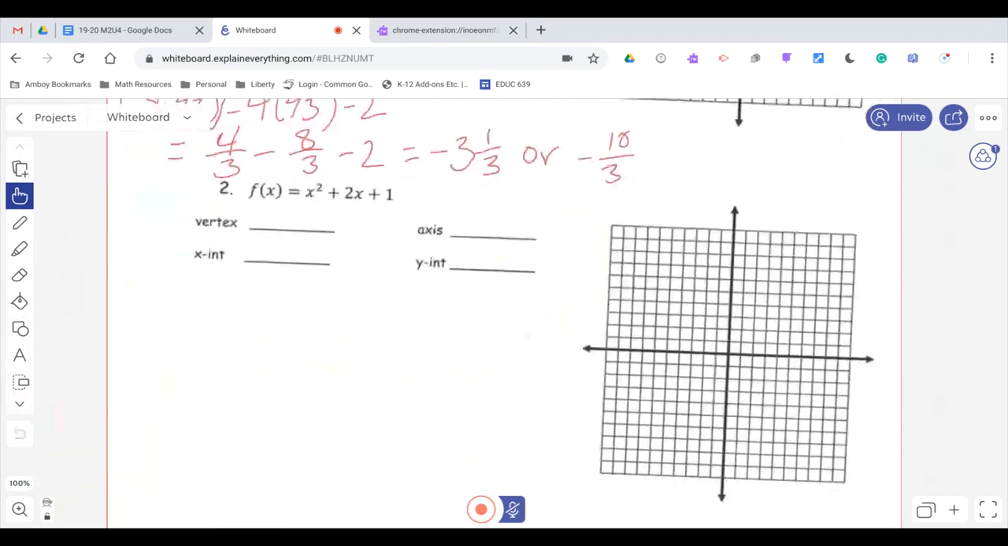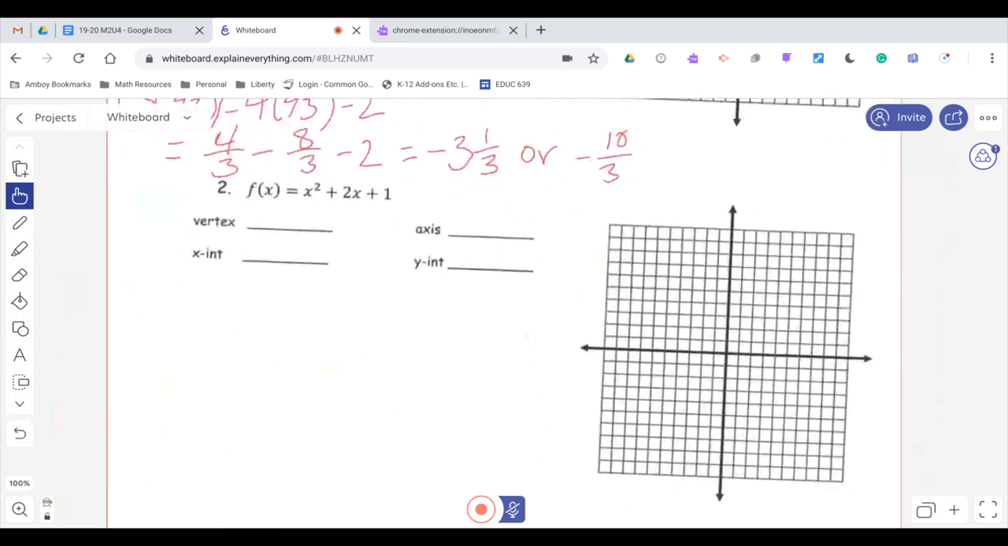This one will hopefully look a little bit better. Okay. So f of x equals x squared plus 2x plus 1. Remember, this number on the end is my y-intercept. 0, 1. It's right there.